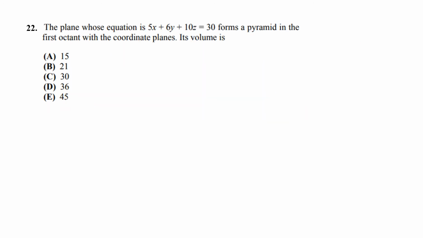Alrighty, so for 22, we have a plane whose equation is 5x plus 6y plus 10z equals 30. It forms a pyramid in the first octant with the coordinate planes. Its volume is... Let's draw our first octant. Let's have this as our positive y-axis, this as our positive x-axis, and this looks like our xy graph. And let's add our third dimension, z.